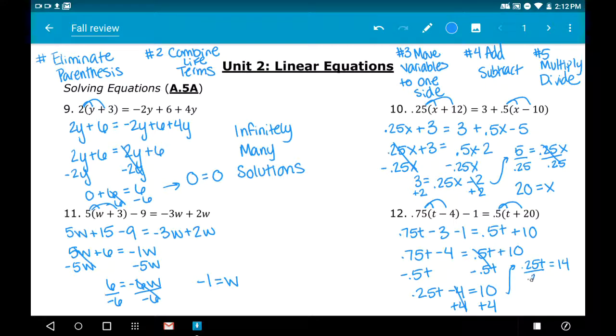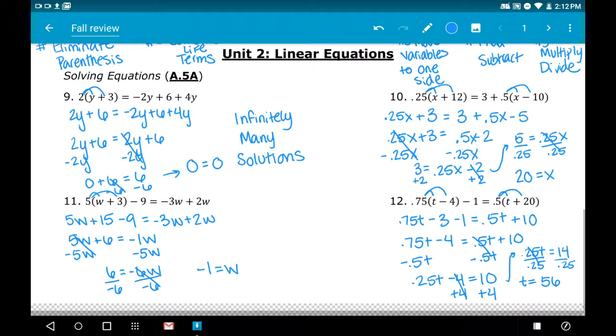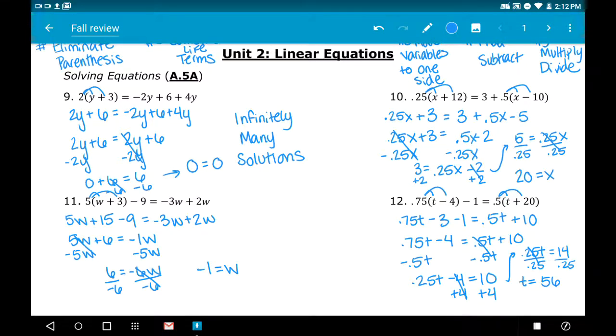Now we divide by 0.25. Again, you can do this in your calculator. You get t equals 56. So that would be our final answer there. And that is the end of solving equations.